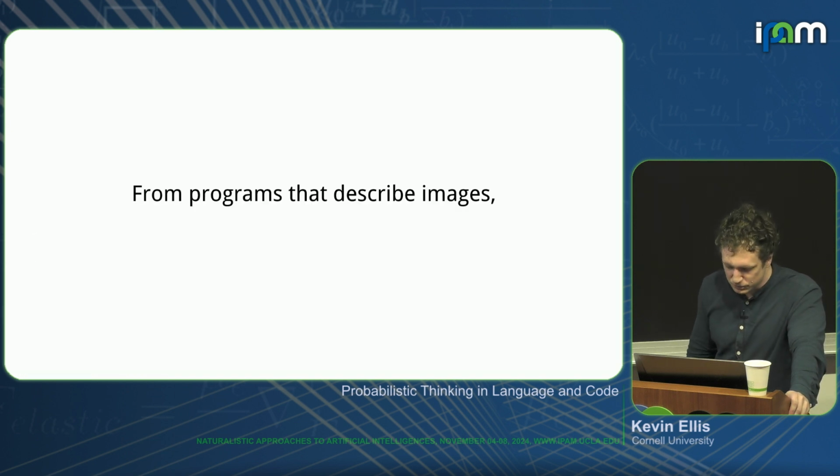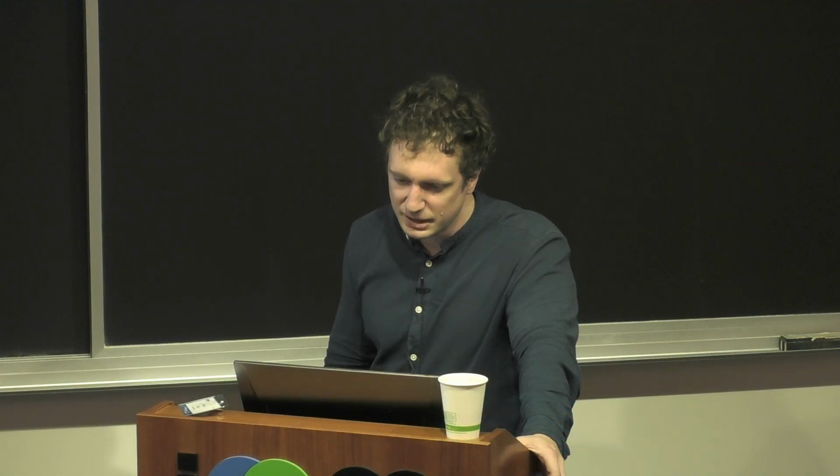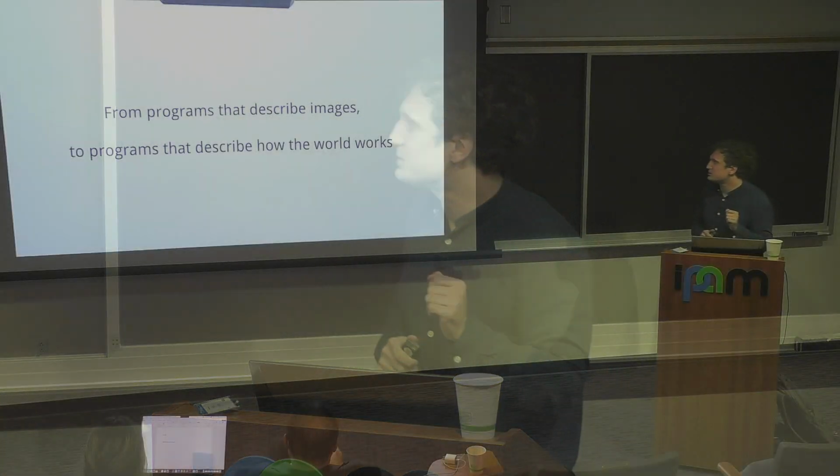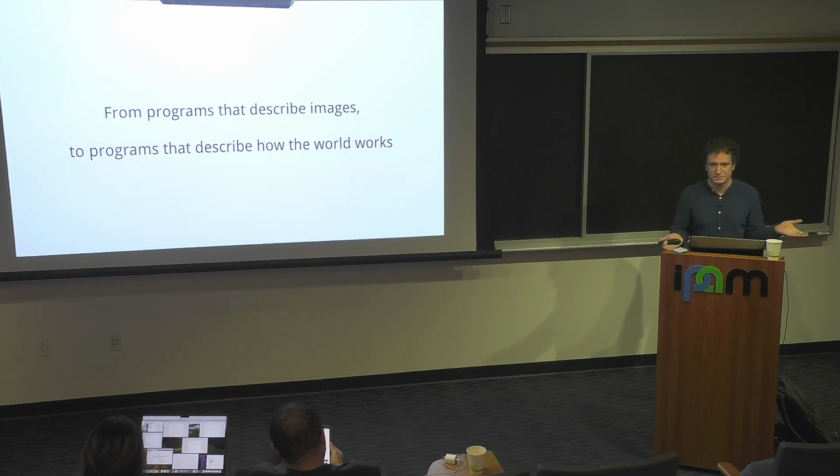OK, so before we get to that, though, I want to segue from talking about programs that describe the structure of an image to what I think is a good long-term goal that we haven't achieved yet, but we're trying to get there. We want programs that describe how the world works. So imagine an agent that's trying to program itself and write its own code that says, here's the dynamics of the world.